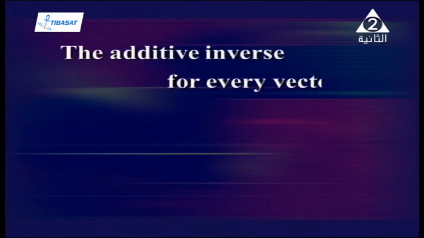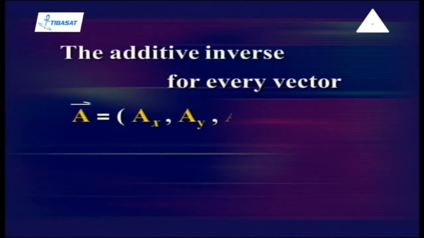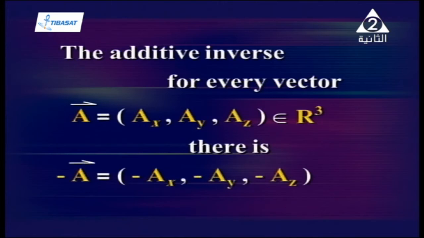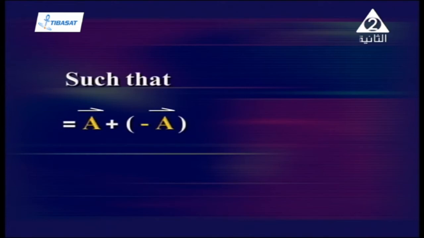Additive inverse. For every vector A (Ax, Ay, Az) belonging to R3, there is an additive inverse, negative A vector (negative Ax, negative Ay, negative Az), which also belongs to R3. Don't forget, if we add vector A plus negative A vector, it equals the zero vector or identity, such that A plus negative A equals negative A plus A equals the zero vector.